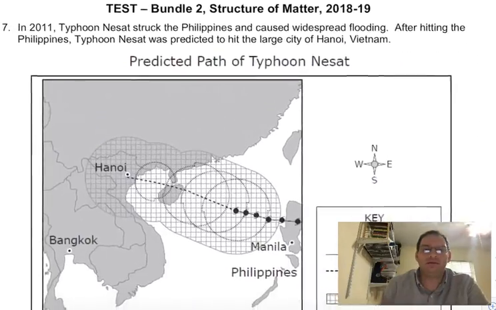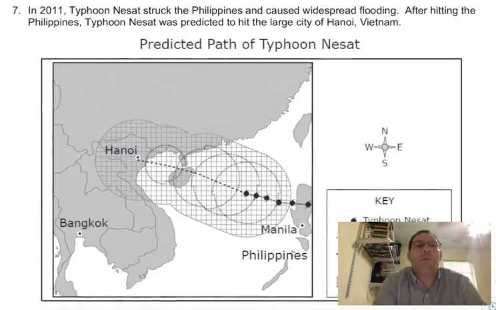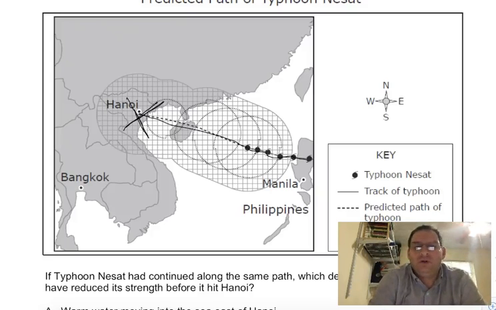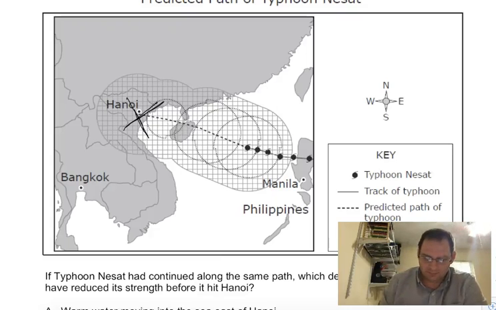All right. Last one for part 1. In 2011, Typhoon Nesat struck the Philippines and caused widespread flooding. After hitting the Philippines, Typhoon Nesat was predicted to hit the large city of Hanoi, Vietnam. Let's take a look at this map here. So we have a hurricane following on right here, expected to hit Hanoi. We see the dotted line is the predicted path, right here. And this is where it's already been. The solid line is where it's already at.